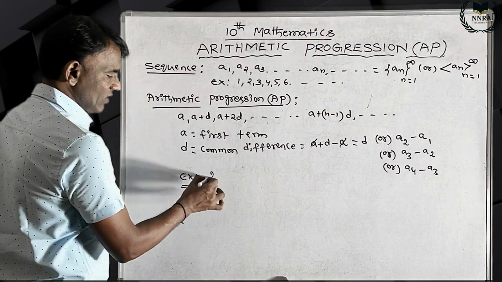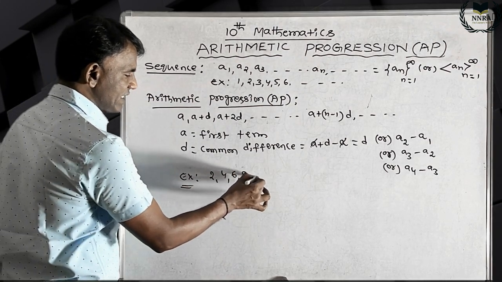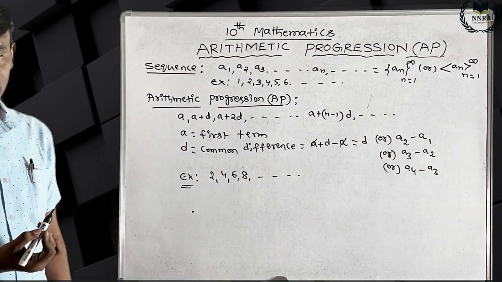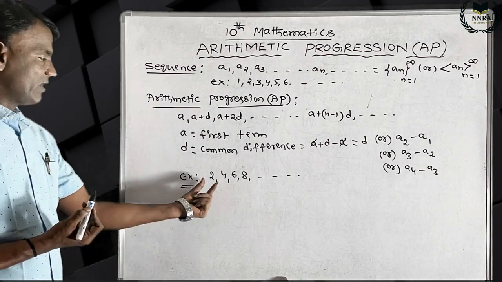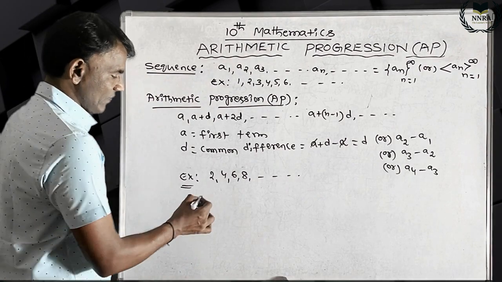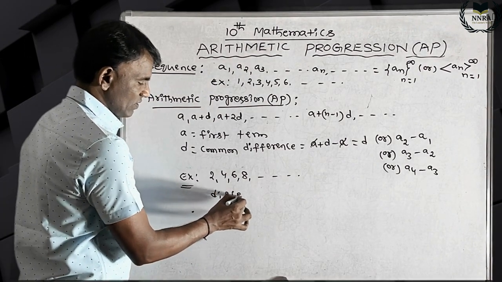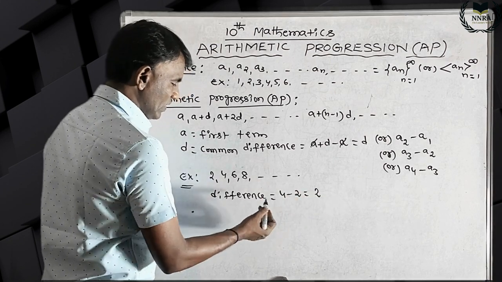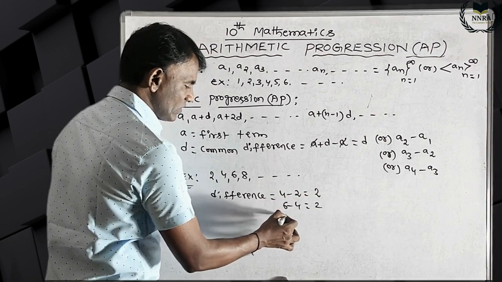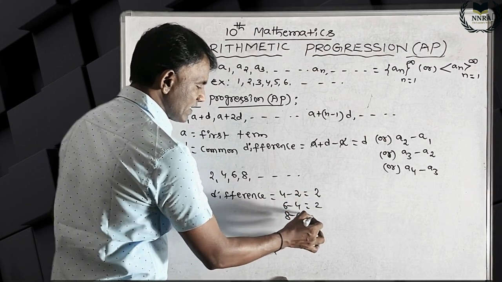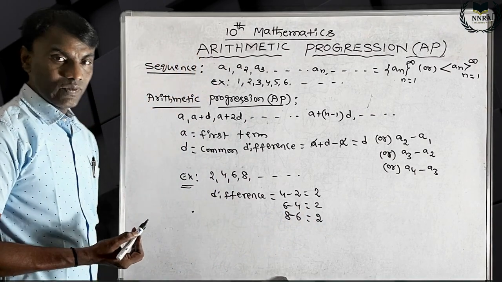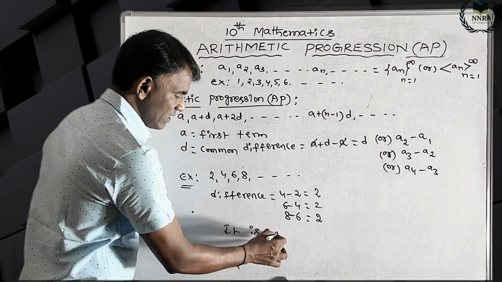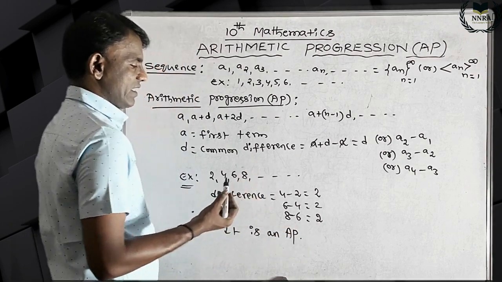Suppose you take 2, 4, 6, 8, etc. We have to check whether it is an AP or not. Then how to verify that? If you take the first two terms, what is the difference here? The difference is nothing but the common difference. 4 minus 2 equal to 2. Then 6 minus 4 equal to 2. 8 minus 6 equal to what? That is also equal to 2. What is the meaning of this? It is an AP, an arithmetic progression.